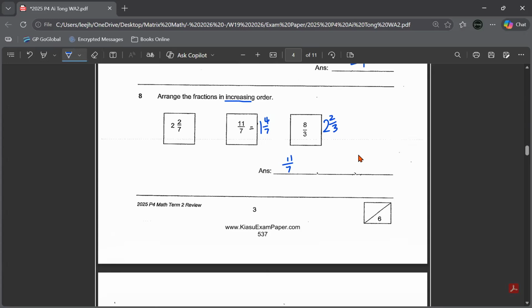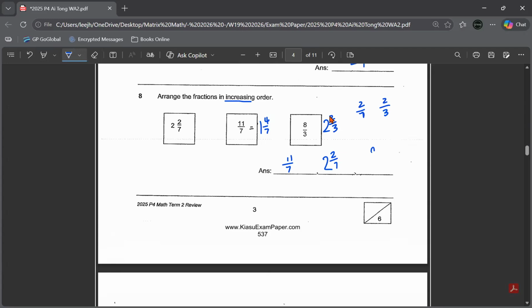And these two: 2 wholes 2 over 7 and 2 wholes 2 over 3. Which one is actually smaller? It is 2 wholes 2 over 7. Because 2 wholes is equal, but if you compare 2 over 7 and 2 over 3, right? 2 over 7 is actually a smaller portion than 2 over 3, because 2 over 3 is very, very close to 1 whole already. Okay? So that is why 2 wholes 2 over 7 is smaller than 2 wholes 2 over 3.